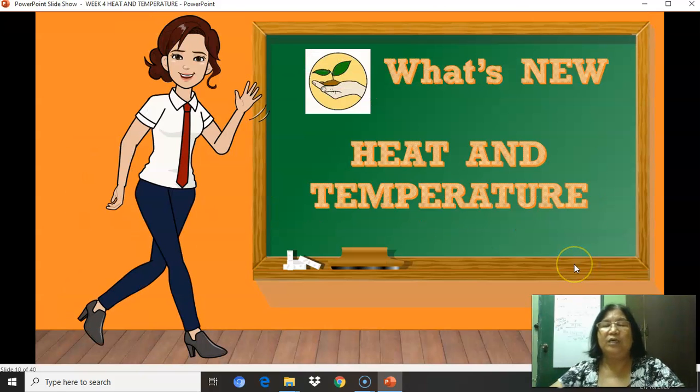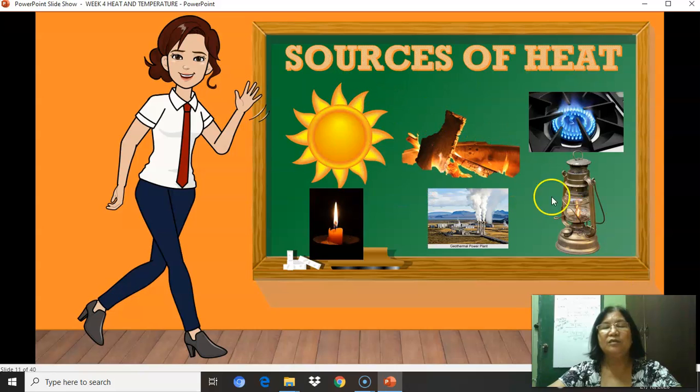Okay, so let's go now to our topic, which is heat and temperature. So others mistake these two terms as the same. But heat and temperature are totally different, but they are related to each other. So let's see. To start with, we need to check the sources of heat. Okay, so the main source of heat is the sun. We also have the burning wood, okay, the fire in the burning wood. Okay, the open stove, a lighted candle, and the geothermal plant, and then we have the lamp. These are some of the sources of heat.